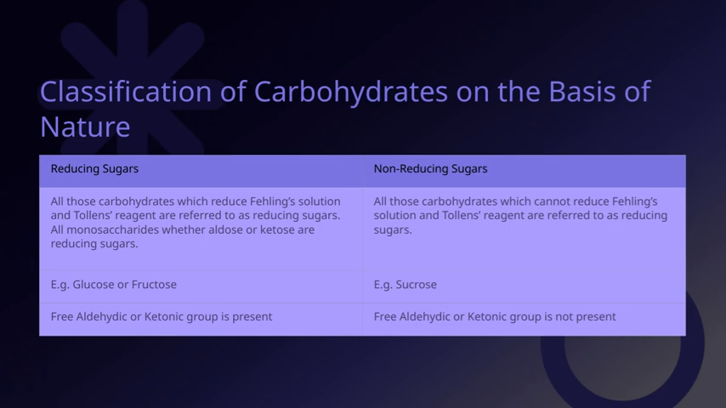They cannot reduce Fehling's solution or Tollens reagent because they lack a free aldehyde or ketone group. Sucrose is a common example here. It's a disaccharide made from glucose and fructose, but its glycosidic linkage prevents it from acting as a reducing sugar. So the key takeaway is that the presence or absence of a free aldehydic or ketonic group is what determines whether a carbohydrate is a reducing or non-reducing sugar. This classification is fundamental because it helps us understand the chemical behavior of different sugars and their roles in biological systems.